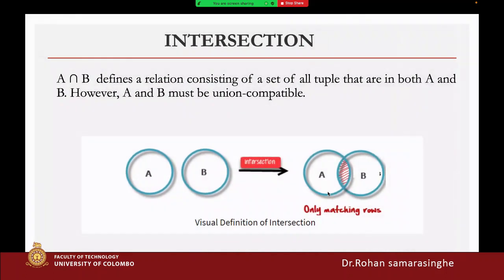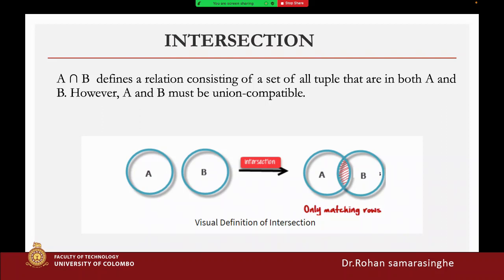So intersection means the common tuples, common relations can be found. A intersect B defines the relation consisting of the set of all tuples that are in both A and B. However, A and B must be union compatible. These two are union compatible.